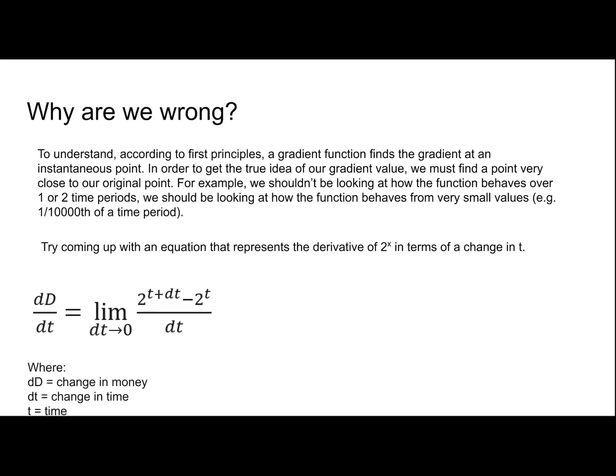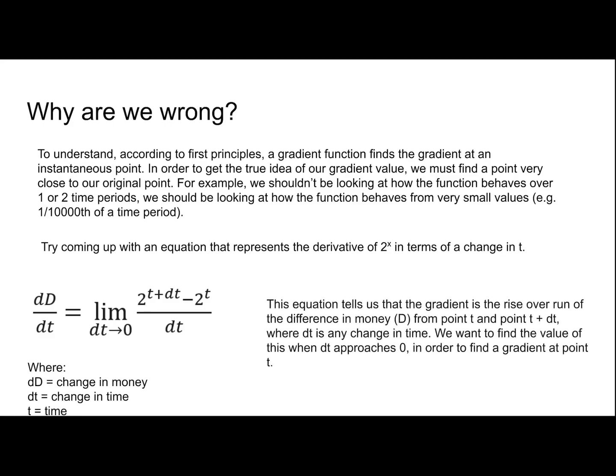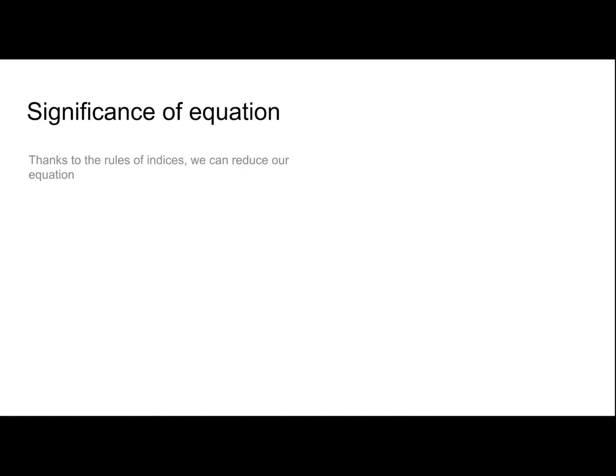Alright, so in this case, dD is change in money over dt, change in time. dt is change in time, t is just time. So lim, that's just the limit. That's just saying, what is the value of this equation while a variable approaches some value. So this equation tells us that the gradient is rise over run, the difference in money D from point t to point t plus dt, where dt is any change in time. We want to find the value of this when dt is approaching 0, so as small as possible, in order to find a gradient at point t.